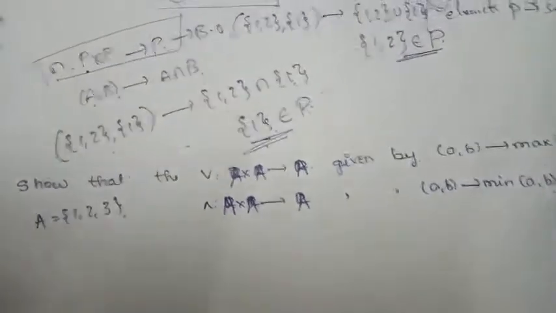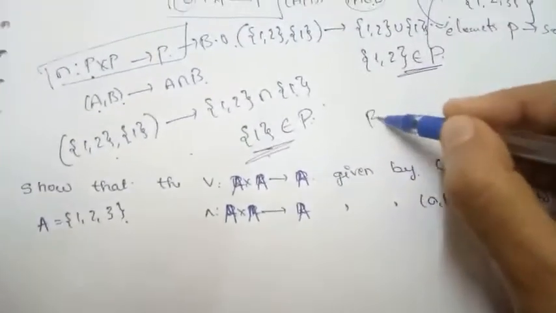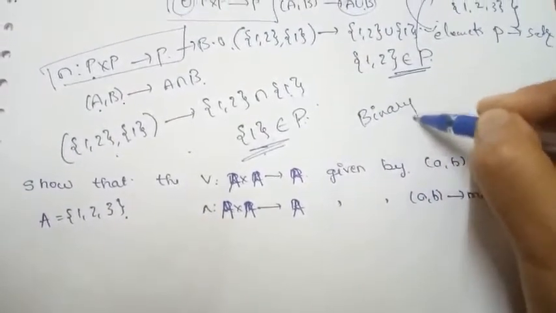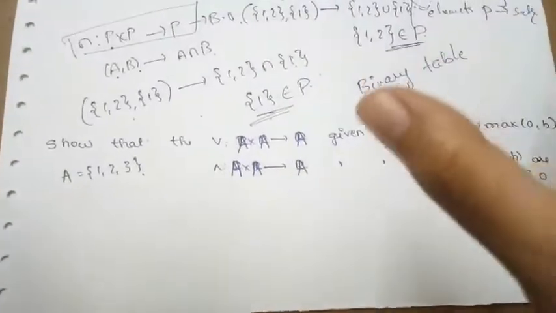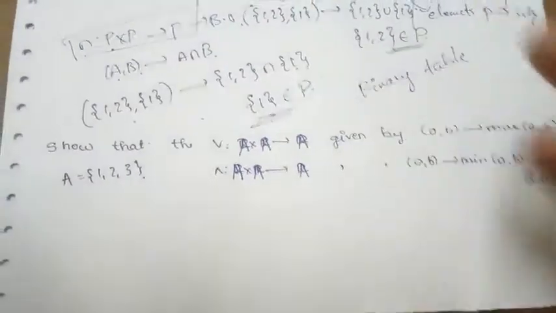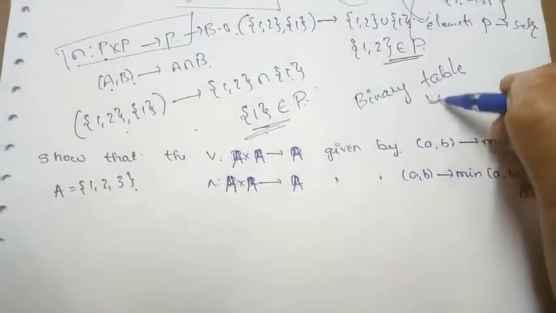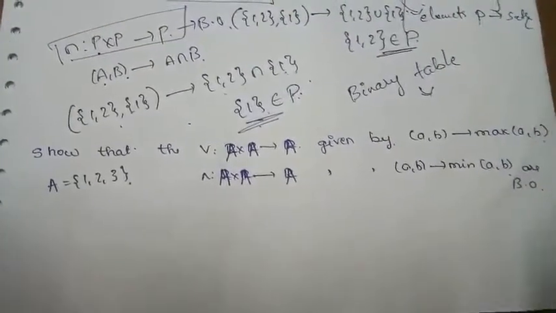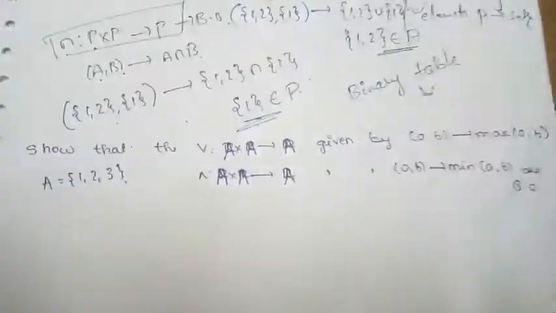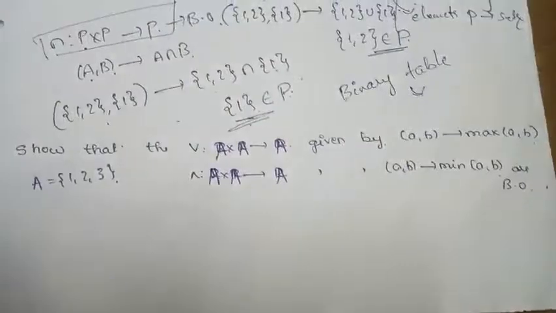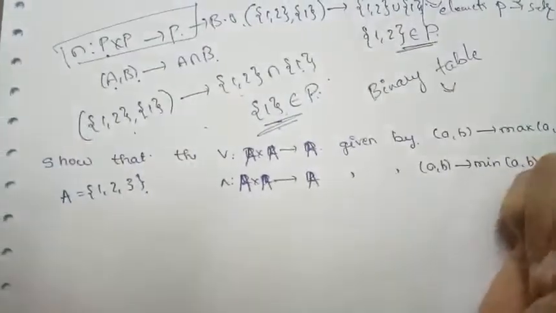So here is one example. Through this example we are going to explain a binary table. Through a binary table we can say whether the given operation is a binary operation, but this is applicable only when the set is very small. Very small means up to a maximum of about 10 elements; then we can verify the operation through the binary table.